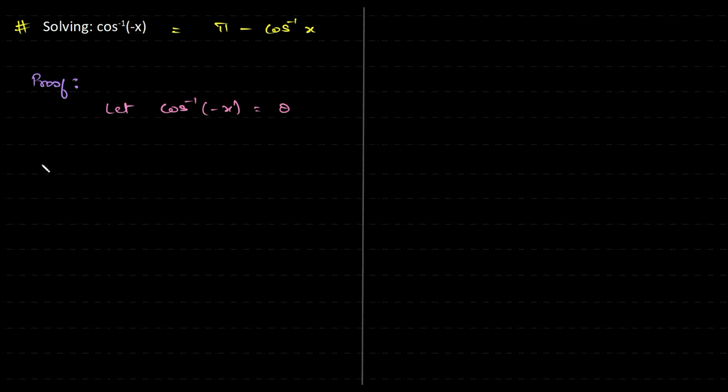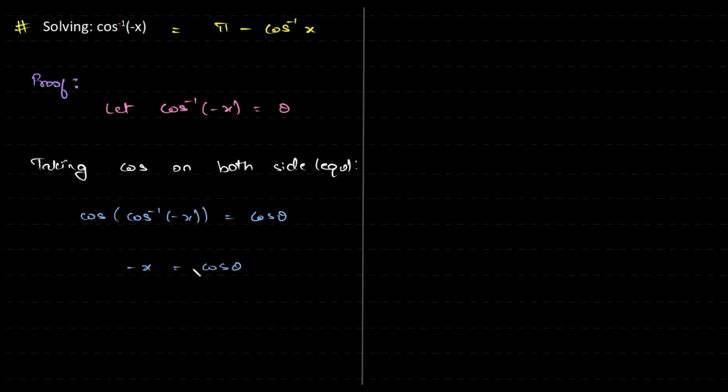Next, we're going to take cos on both sides of the equation. So we end up with cos of cos inverse of minus x, which is equal to cos of theta. And so here basically I'll end up with what? Minus x is equal to cos of theta.